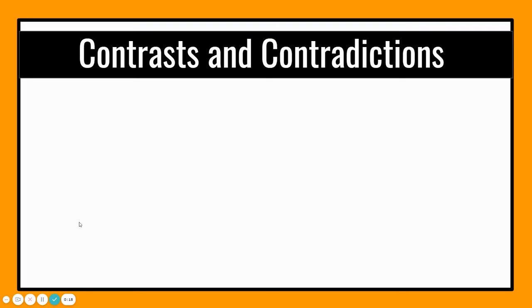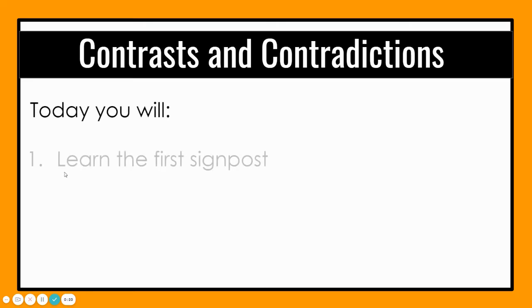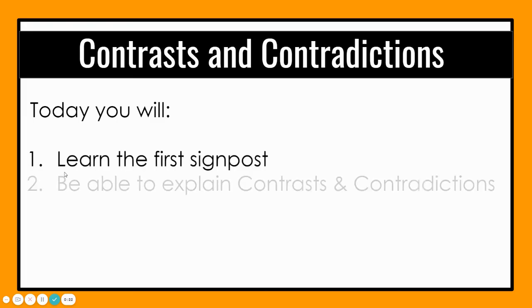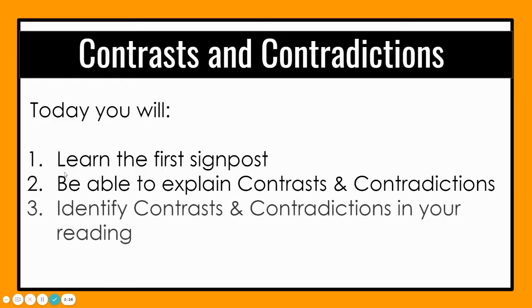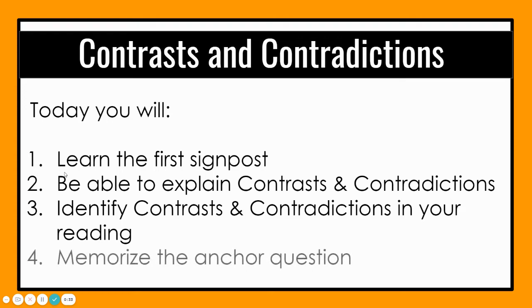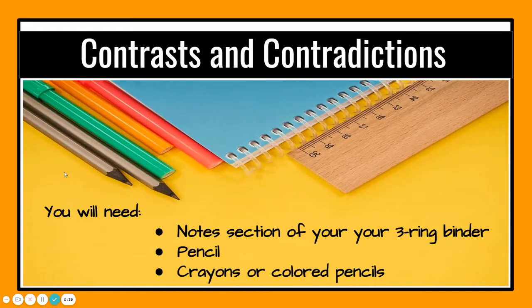In this lesson, you will learn what our first signpost is. You'll be able to explain it. It's called Contrasts and Contradictions. You'll identify contrasts and contradictions in your reading. And you'll memorize the anchor question that goes along with this signpost. Be sure to have the notes section of your 3-ring binder, your pencil, and colored pencils or crayons handy.